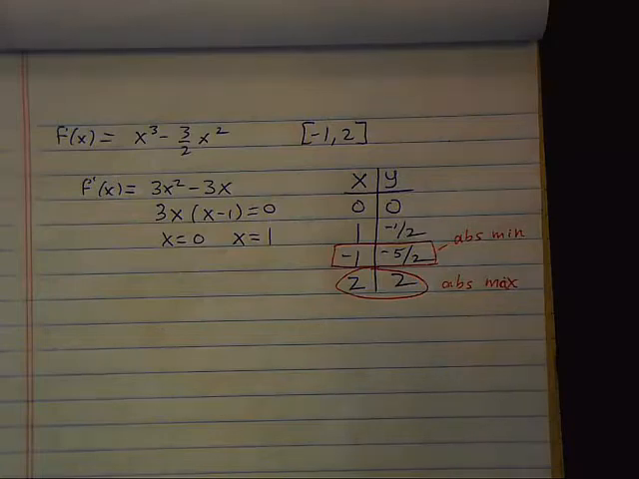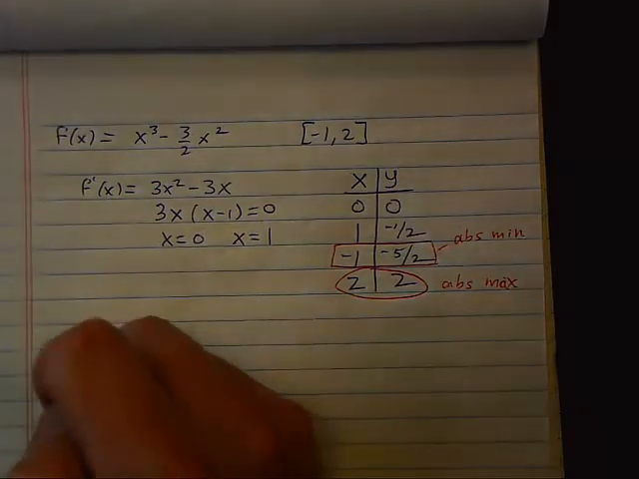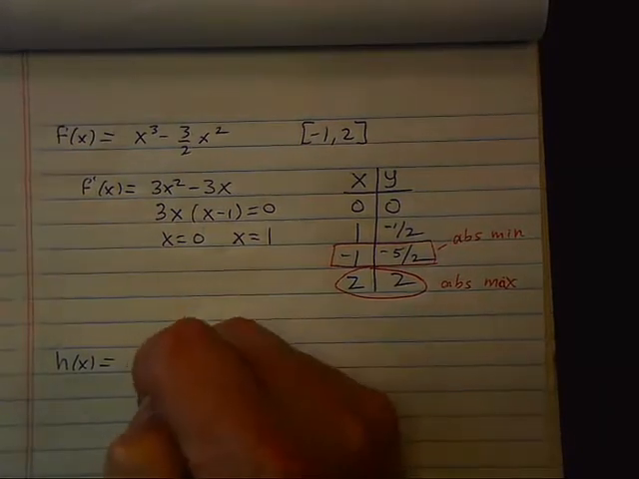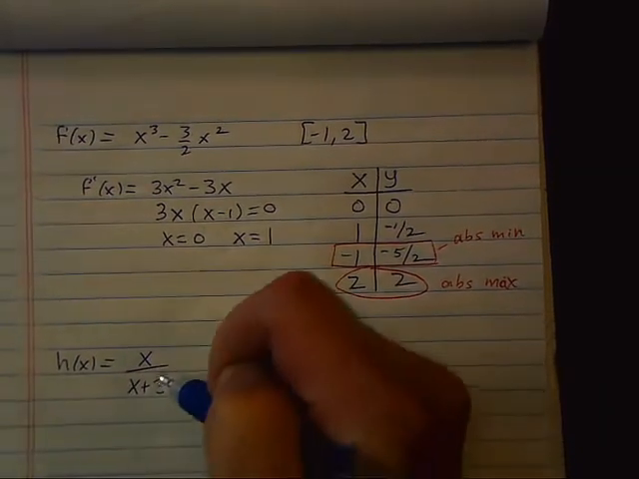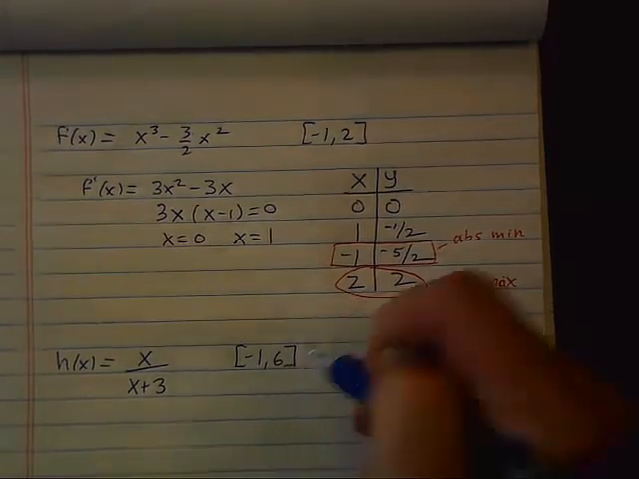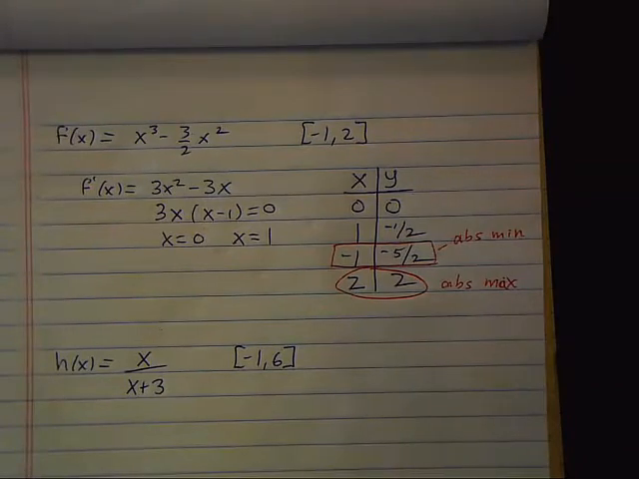H of x is x over x plus 3. And our interval is -1 to 6. Is h of x a continuous function? Correct. It is continuous in this interval, but not overall. Why is it not continuous overall? It's not continuous at -3, but -3 is not in our interval, so we don't care.